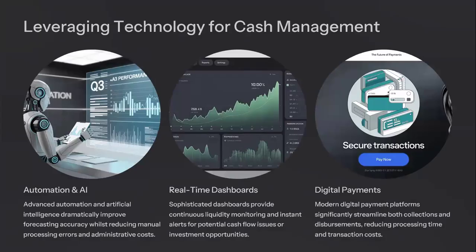Now let's talk about leveraging technology for cash management. Before I explain, I want all of you to read the slide. So I'll wait for 2 minutes.